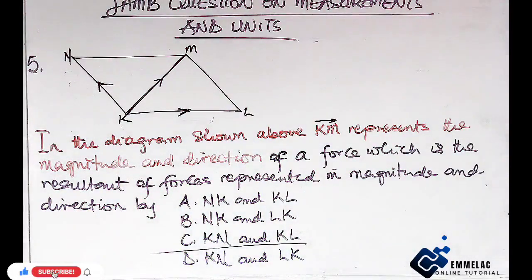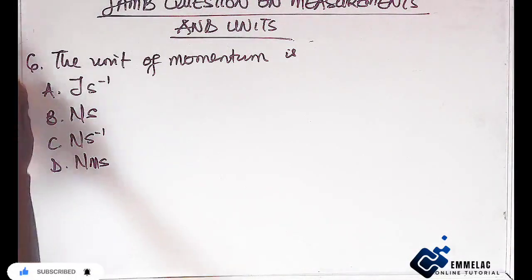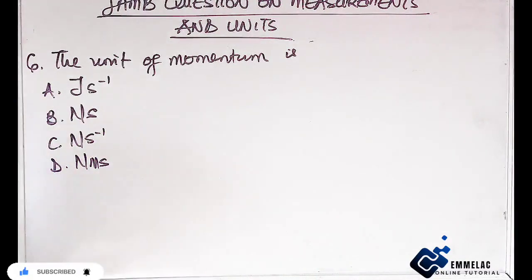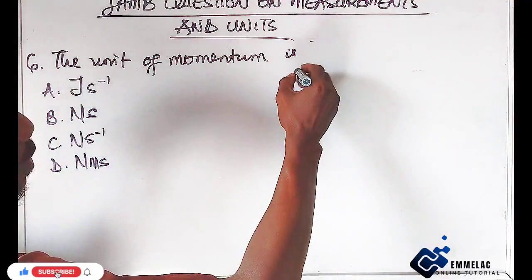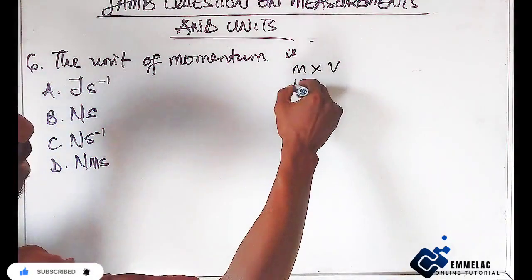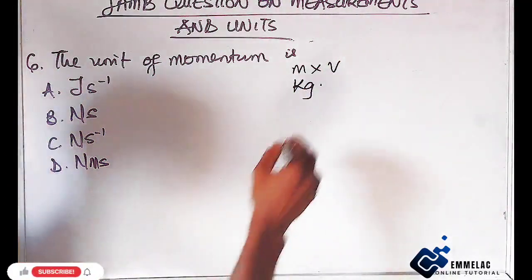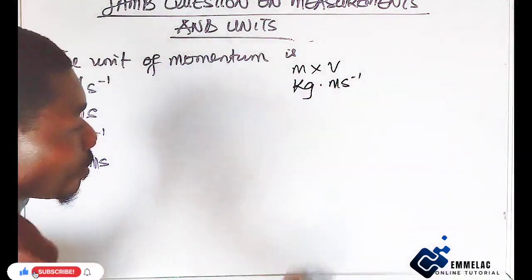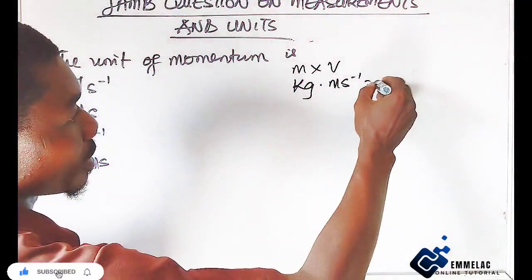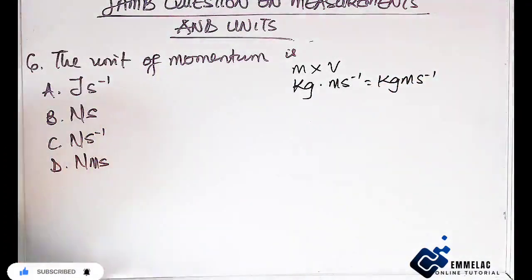All right, thank you. Now for number 6, we are told to find the unit of momentum, and these are the options. Now you ask yourself, what actually is momentum? Momentum is the product of mass times velocity. We know that mass is given in kg, times velocity, which is meter per second, right? So in essence, this is kg m/s, as in meter per second, okay.